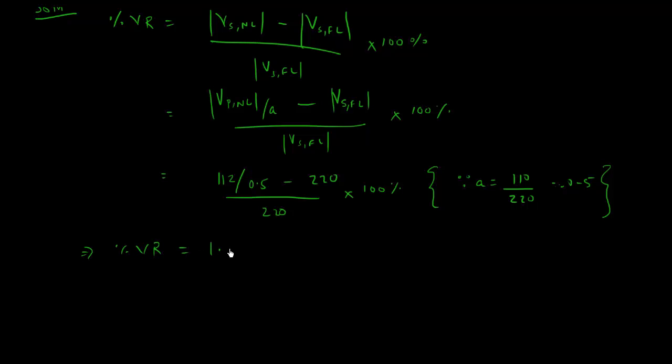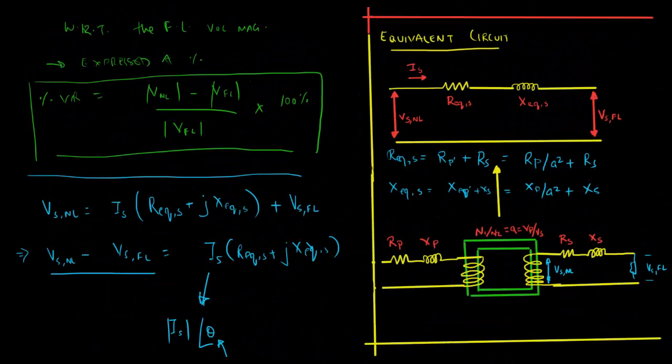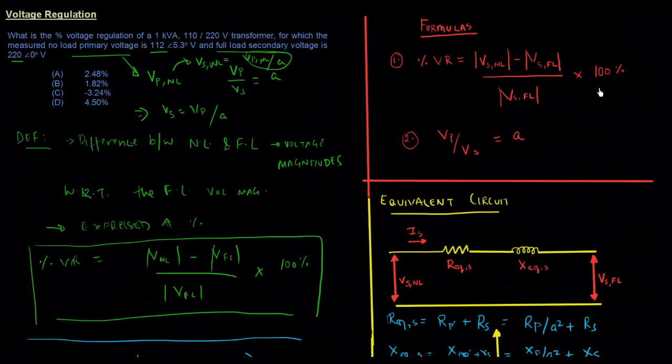If you plug this in your calculators, you should get an answer of percent voltage regulation of something like 1.82%. And let's go look at our options. There you go. And so option B would be the correct answer here.